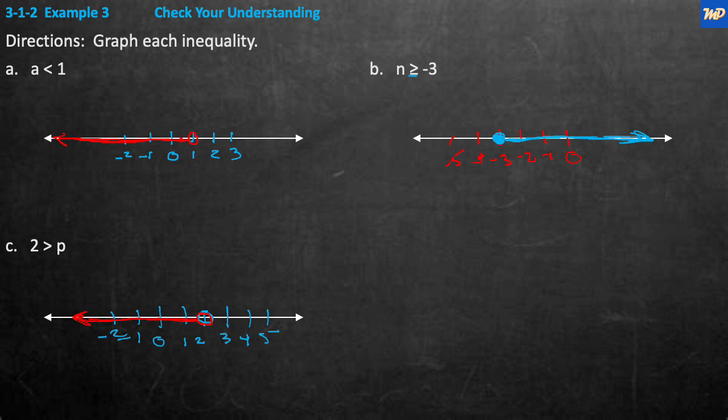Everything on the number line forever. Unless, yeah, there's no reason to stop, unless there was a part of the problem, a real world problem, where you'd only go so far for some reason. Anyways, open circle here, open circle, open circle, closed circle. Less than, less than, greater than or equal, greater than, no equals there, right?